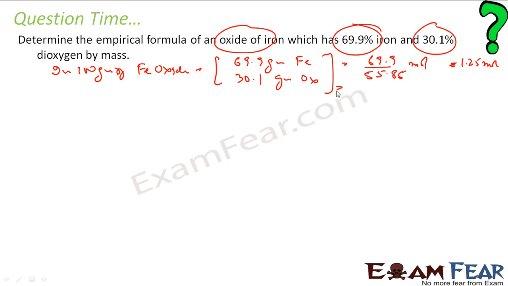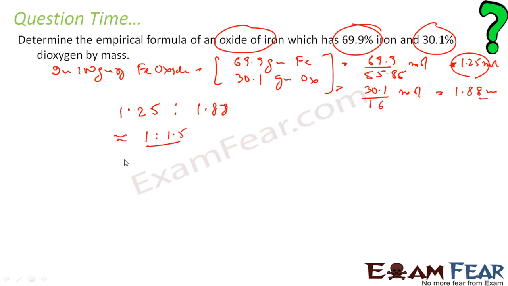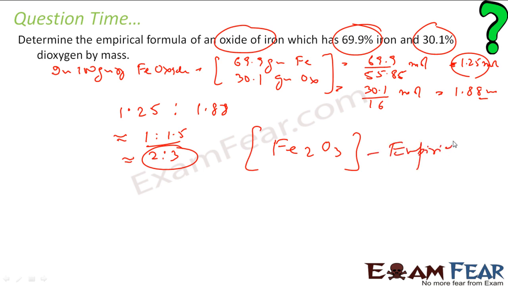If you talk about oxygen, that is 30.1 grams of oxygen. That is 30.1 divided by 60, the molecular mass of oxygen. These many moles. That is nothing but 1.88 moles. That means if you see my ratio of this is 1.25 by 1.88, and that is nothing but 1 by 1.5. And if you further break this, it becomes 2 by 3, because I want to make everything whole number. Correct? So 2 by 3 is my ratio of iron and oxygen. So my empirical formula will be Fe2O3. This will be my empirical formula.